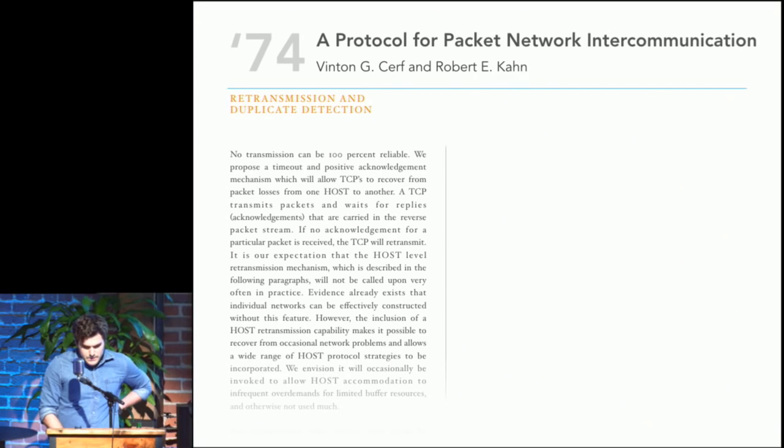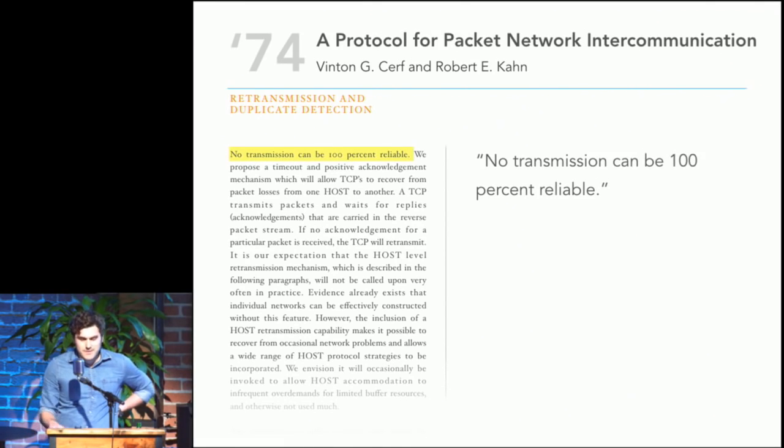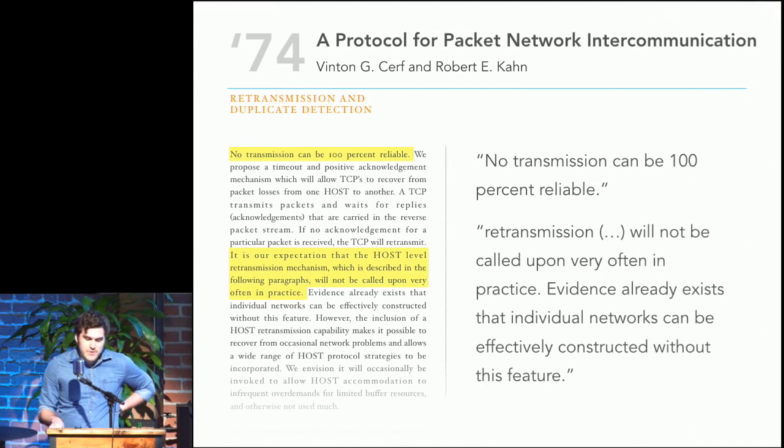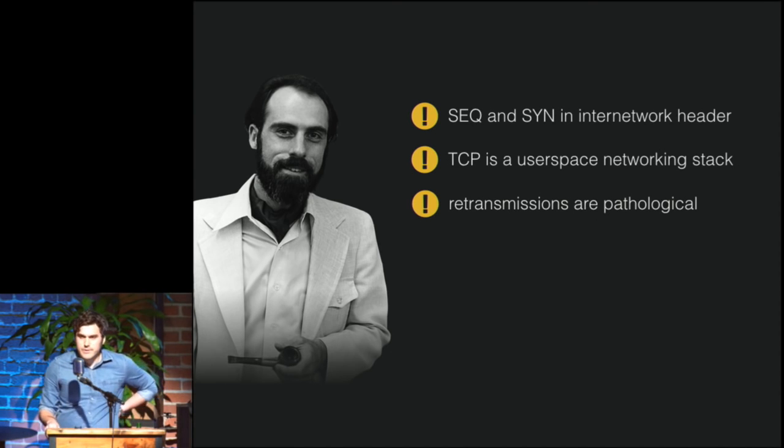And then you get to the retransmission phase, and this is my favorite part of the paper by far. So it starts promising enough, which is it states that no transmission can be 100% reliable, and we can all agree on that. And then literally 2 sentences later, it states that the retransmission mechanism will not be called upon very often in practice. Evidence already exists that individual networks can be effectively constructed without this feature. Of course, these sentences are not at odds with each other at all. And so you have to understand that as TCP was originally designed, retransmissions are pathological. They're not the expected behavior at all, right?